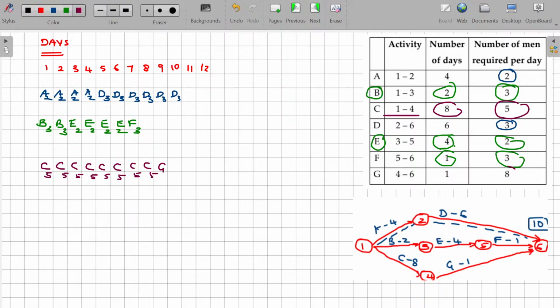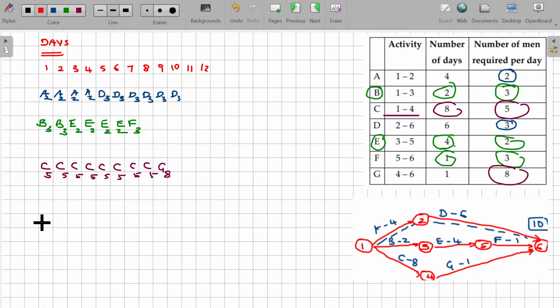How many employees needed for G? 8 employees needed. Is that clear? Have we completed all? A, B, C, D, E, F, G. So we have completed all the days assigned. Now come on, find out the total number of employees required for each day, starting with day 1.